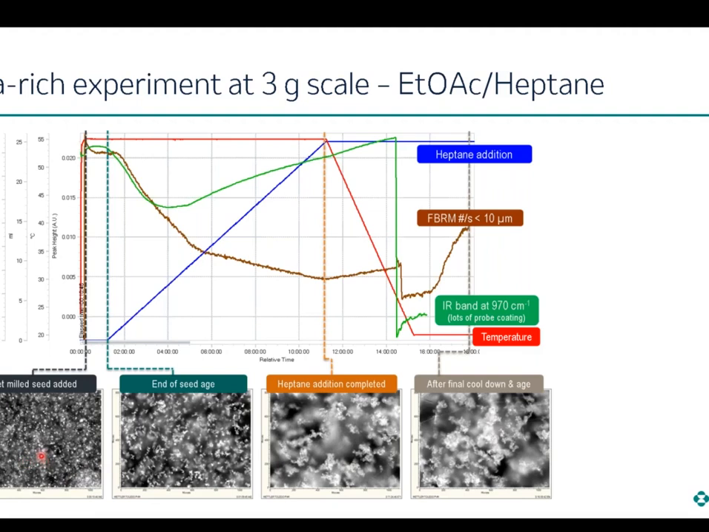Interesting here that the jet milled seed initially doesn't really seem to have an impact, at least on the solid concentration. There's not a lot going on, so the supersaturation initially was maybe a bit too low to really provide growth. However, still there is a bit of supersaturation since the particles visually already start agglomerating here. So that's what you see from the jet milled seed added to the end of seed age.